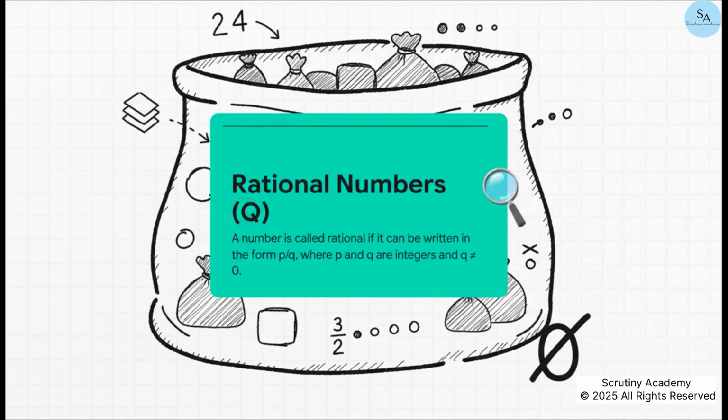And now for the biggest bag we've seen yet, the one that holds all the others. This is the set of rational numbers, which gets the letter Q. Now the official exam-ready definition is this. A number is rational if you can write it as a fraction, P over Q, where P and Q are both integers. But there's one mega important rule. Q, the number on the bottom, cannot be 0. You just can't divide by 0. This bag includes all the integers, plus every single fraction and decimal you've ever met.